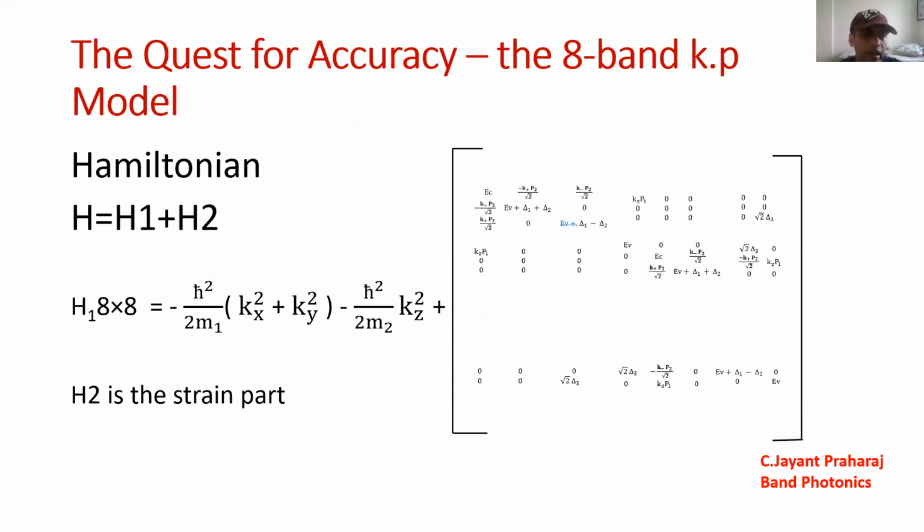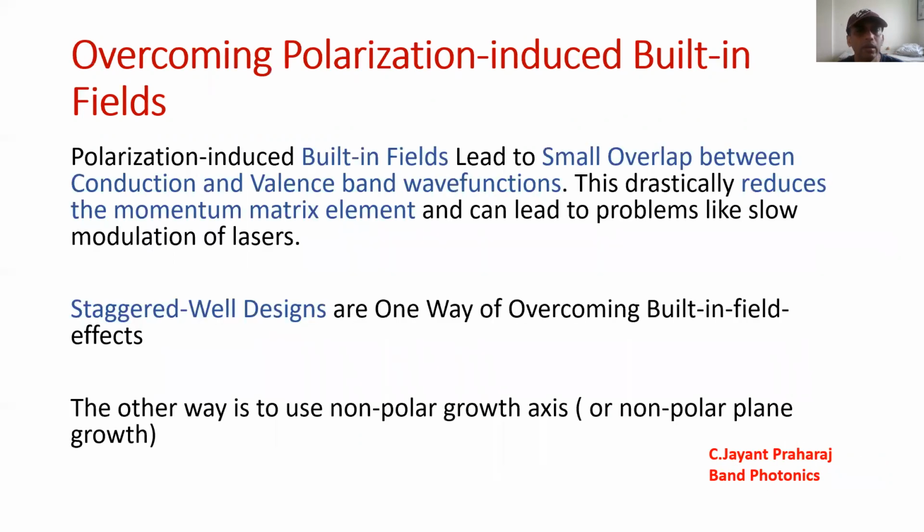So to get very accurate solutions for the electron states and hole states, for example, electron states in the conduction band and hole states in the valence band, we use what is known as the 8-band k.p model, which is a fairly complex Hamiltonian, and here it's written in a basis so that it becomes a matrix. That needs to be solved to get energy levels, electron dispersion, etc. Now, the polarization-induced built-in fields result in small overlap between conduction and valence band wave functions, and that reduces momentum matrix elements, and that can give rise to, for example, problems like slow modulation of lasers.